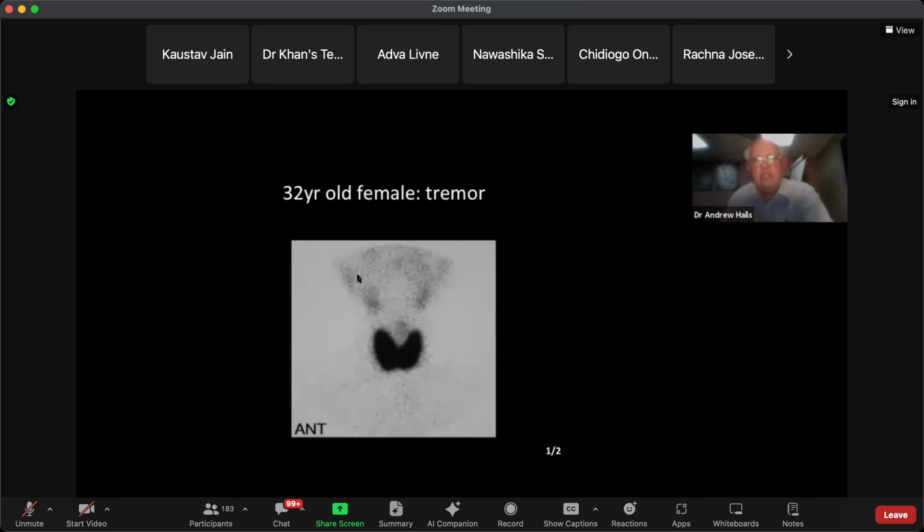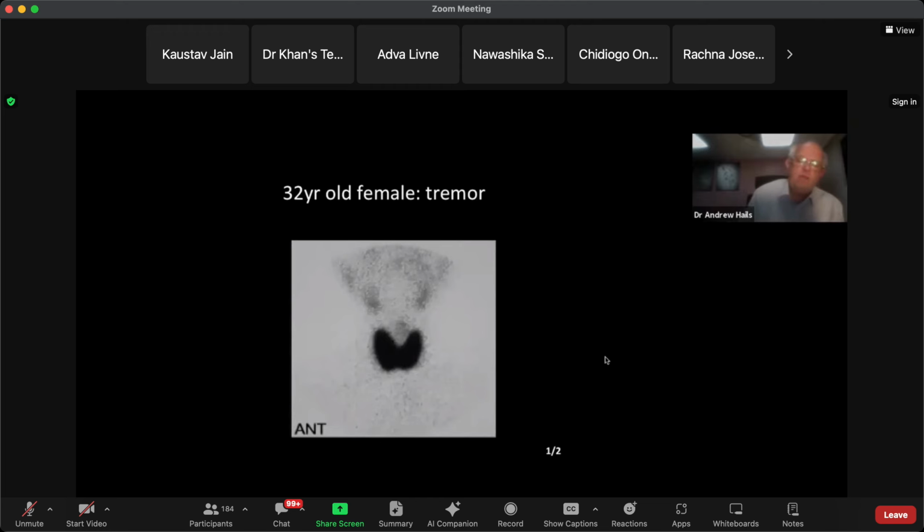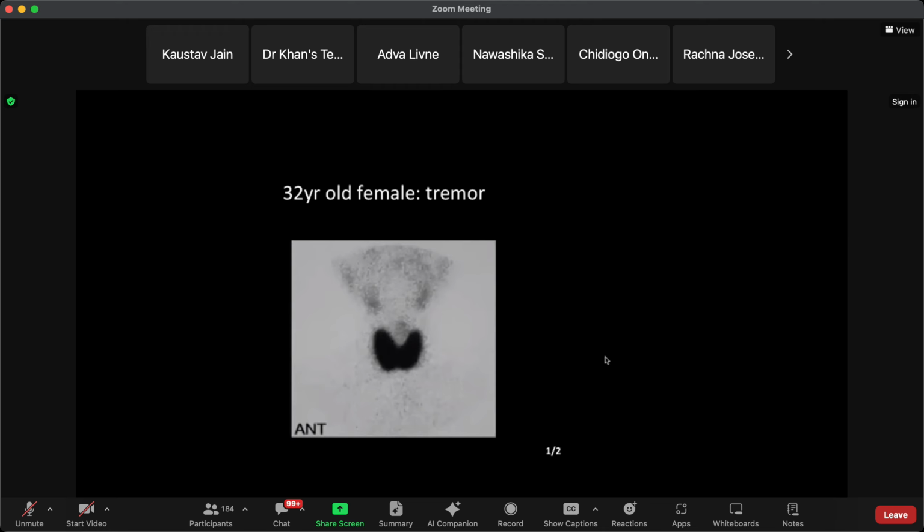Now, this is somebody with a tremor, and would you like to say what this thyroid scan shows? So this demonstrates a diffuse uptake. I think it looks quite increased, more than I would expect it to be, but diffusely throughout the whole thyroid gland. So I'm thinking it's more of a symmetrical, whole diffuse process, something maybe like Graves' disease or... Yes, that's right.